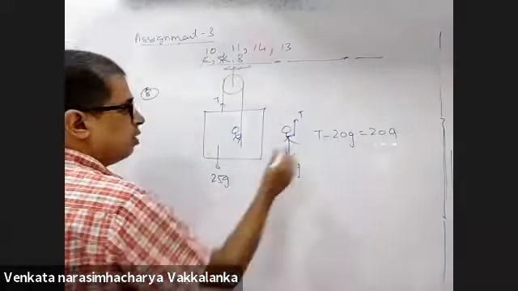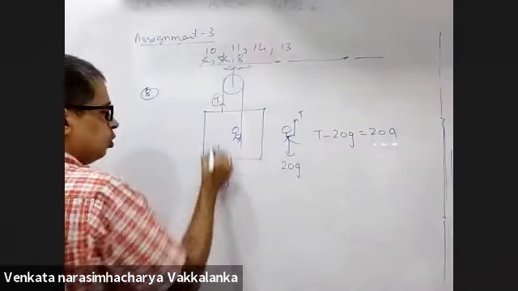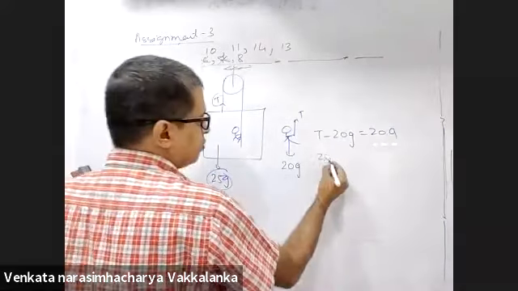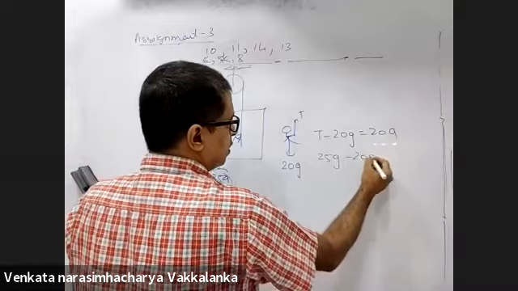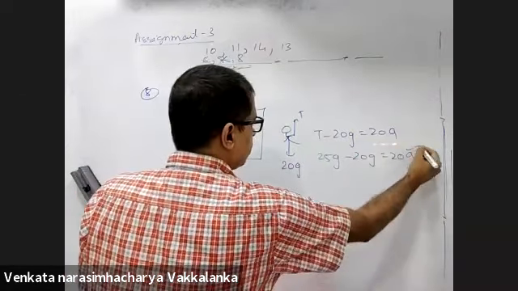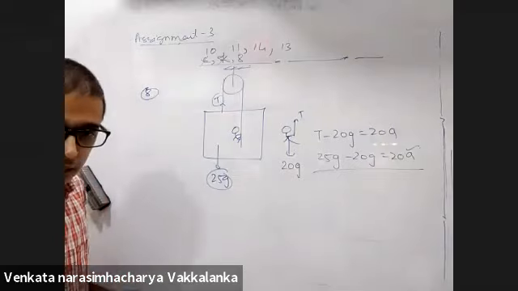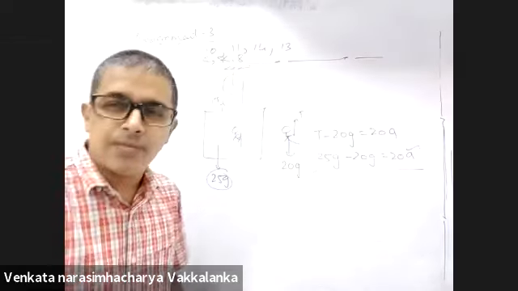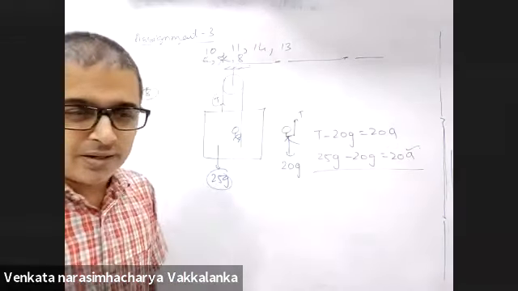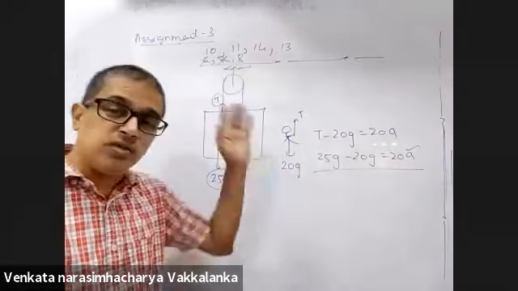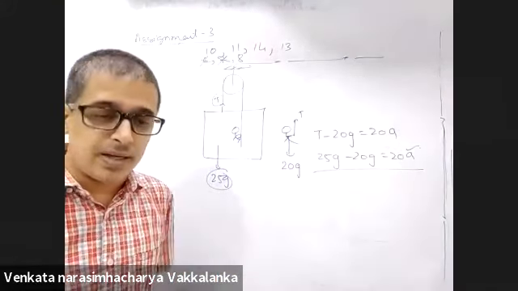How much should T be? 25 g. T should be 25 g for that to be balancing. 25 g minus 20 g is 20 a, so g by 4. You're asking me the acceleration of the monkey. Eighth question. Not fair. If this is the doubt, we have dealt with three monkeys.